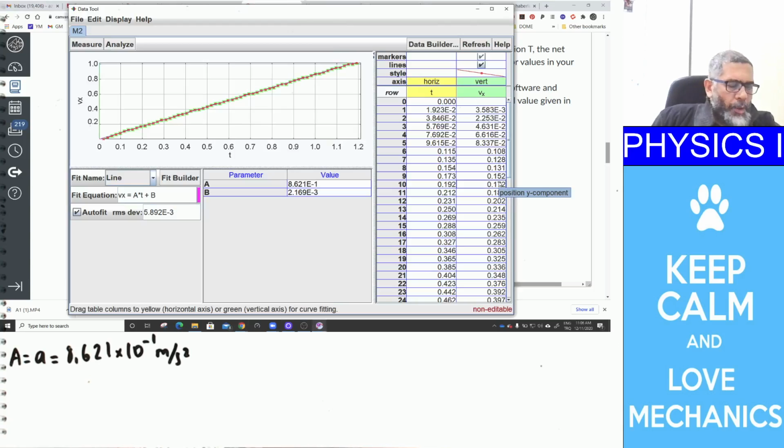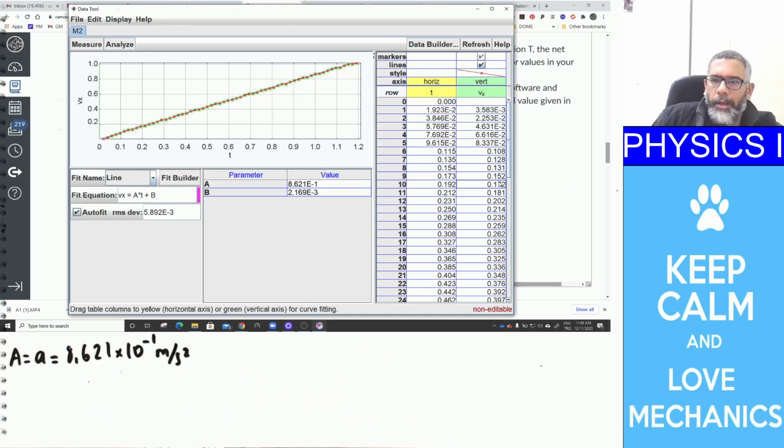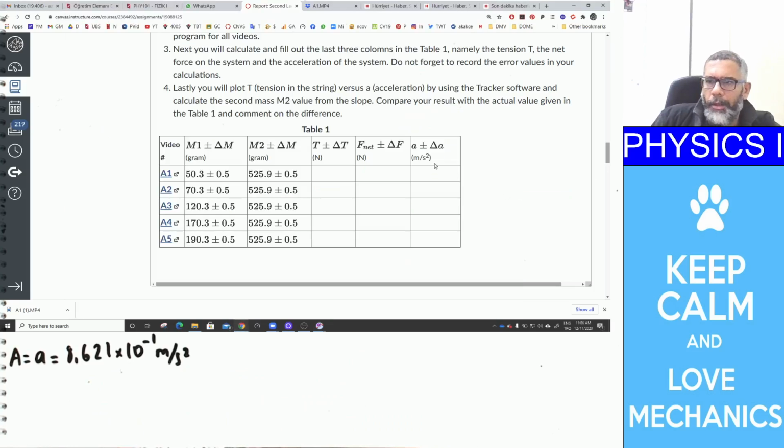But that's not the whole story. Also, you see a plus minus delta a over here. How do you calculate delta a? You have to put also the uncertainty of your calculated acceleration. So I will show you how to do it.